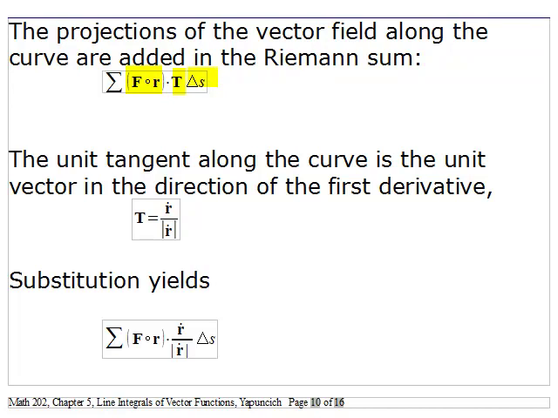And we'll do the same for this segment as we did for the scalars. Okay, what is a unit tangent? The unit tangent is the first derivative, the derivative of r with respect to t divided by its magnitude. It is a unit vector in the direction of the first derivative of the parameterization. So we can substitute for T, and we end up with this. So that's our first substitution.